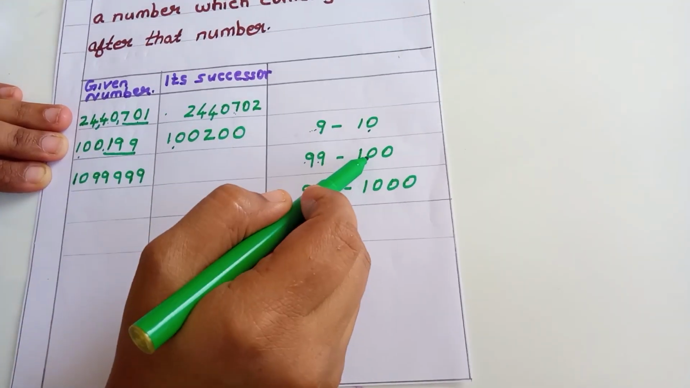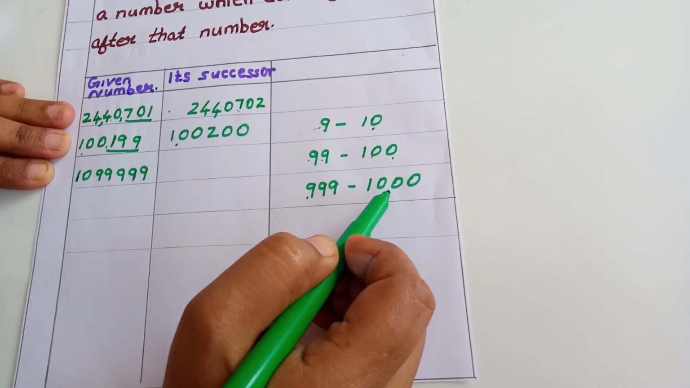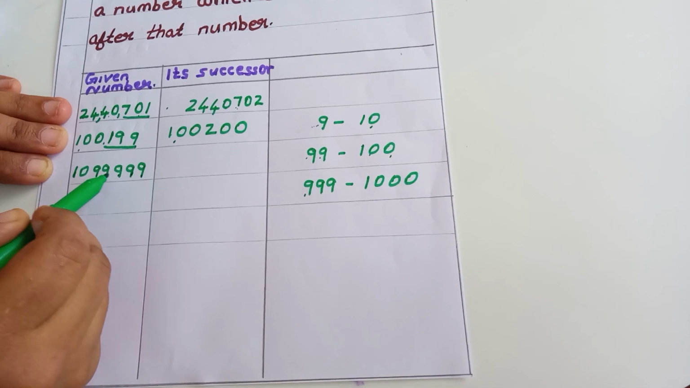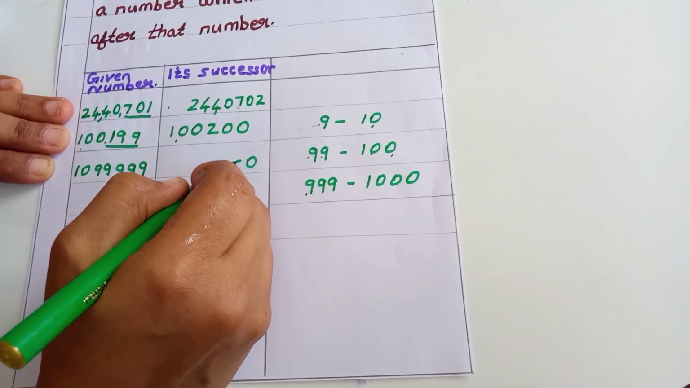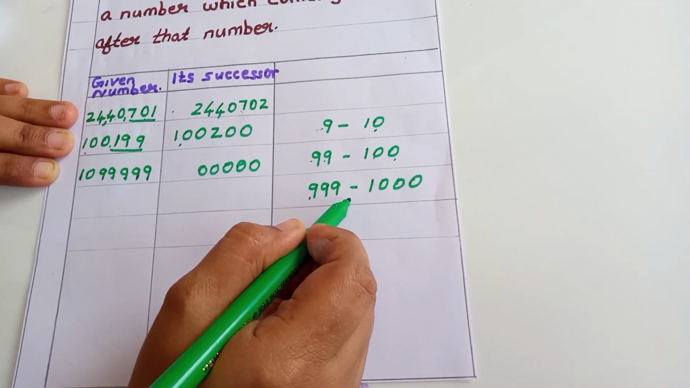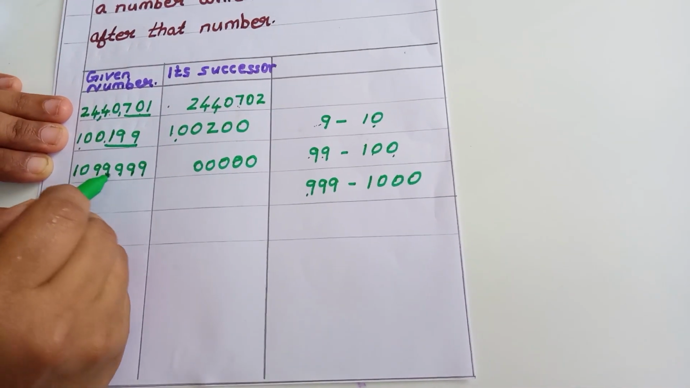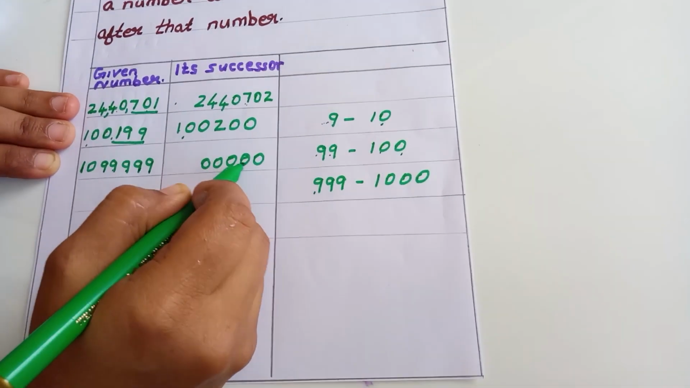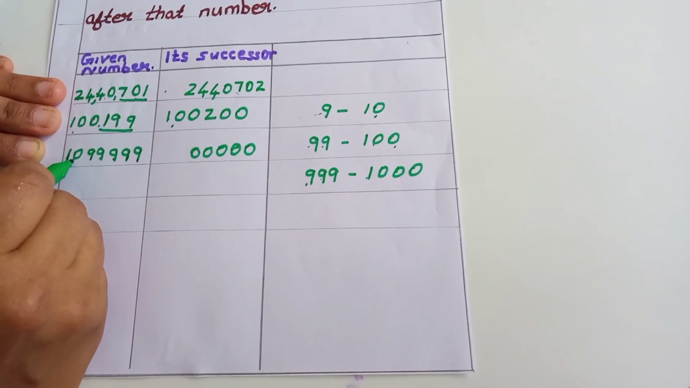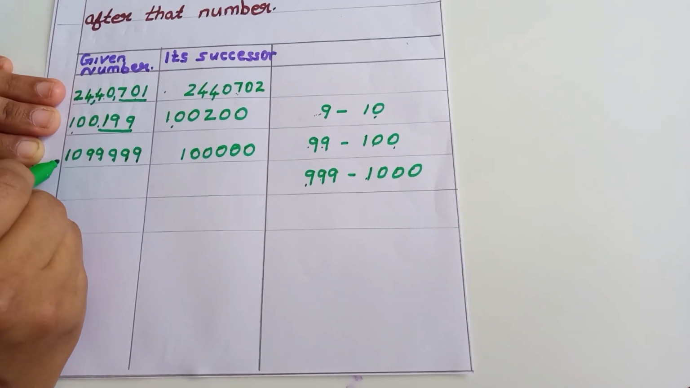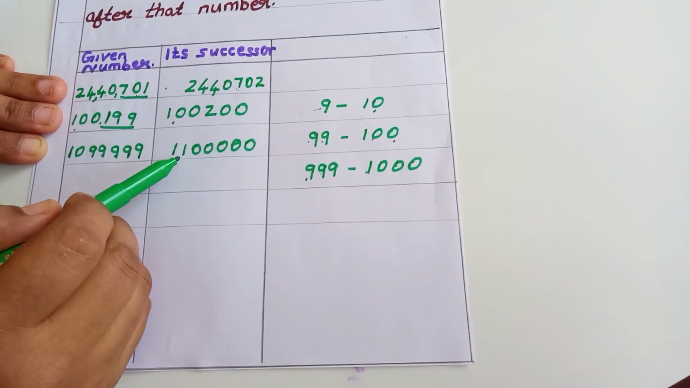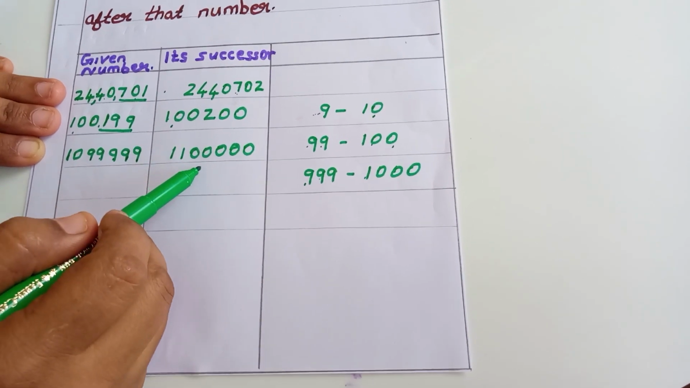Here 2 nines are there, so 2 zeros; 3 nines, 3 zeros. So, here 1, 2, 3, 4, 5 zeros, 5 nines. So, we should replace these nines by 5 zeros. Seeing this example, we made an easy trick here. Instead of these 5 nines, we make 5 zeros and just before that, add 1. So, instead of this 0, I can add 1 and this 1 is remaining here. Is it clear? From these examples, we realized the method for finding the next number.